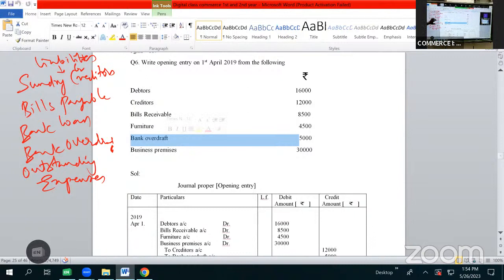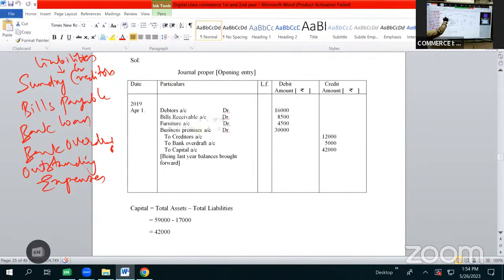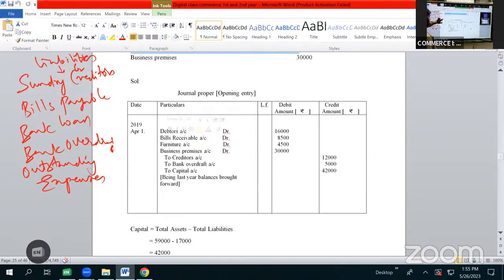Out of these names, we only have 2 names here. One is creditors and another one is bank overdraft, which fall under the category of liability. All other names fall under the category of assets, which are to be recorded on debit side one after the other. So here is our solution. The heading will be taken as general proper, opening entry, and the format will be date, particulars, LF, which stands for ledger folio, debit amount rupees, credit amount rupees. The date will be taken as 2019 April 1.